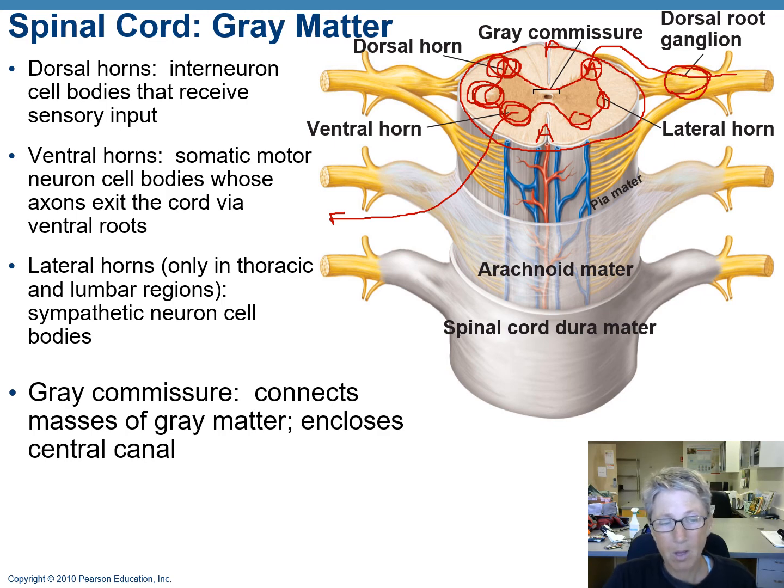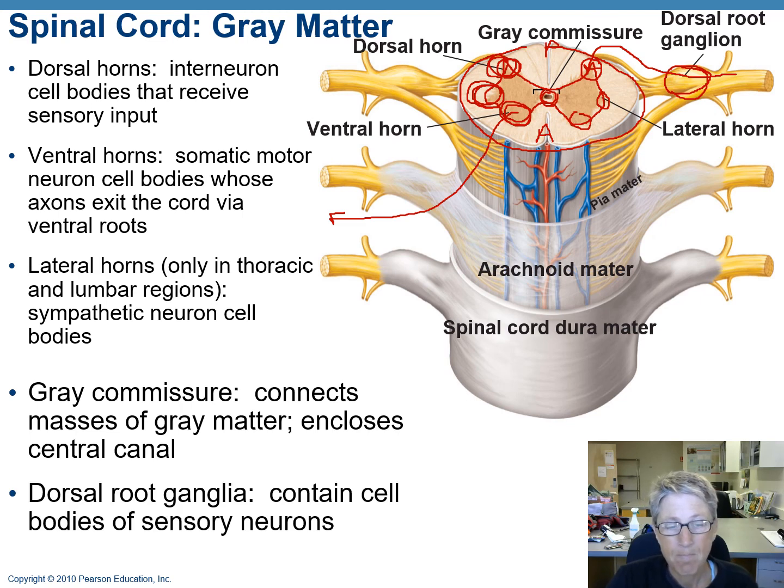And we talked about the gray commissure. It connects the two halves of the gray matter. And then this circle, this hole right here, is the central canal. And the dorsal root ganglia contain cell bodies of sensory neurons.